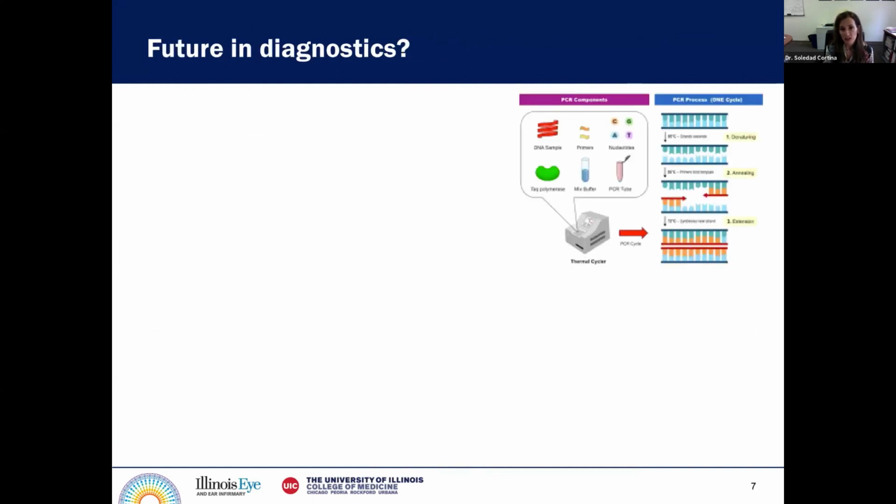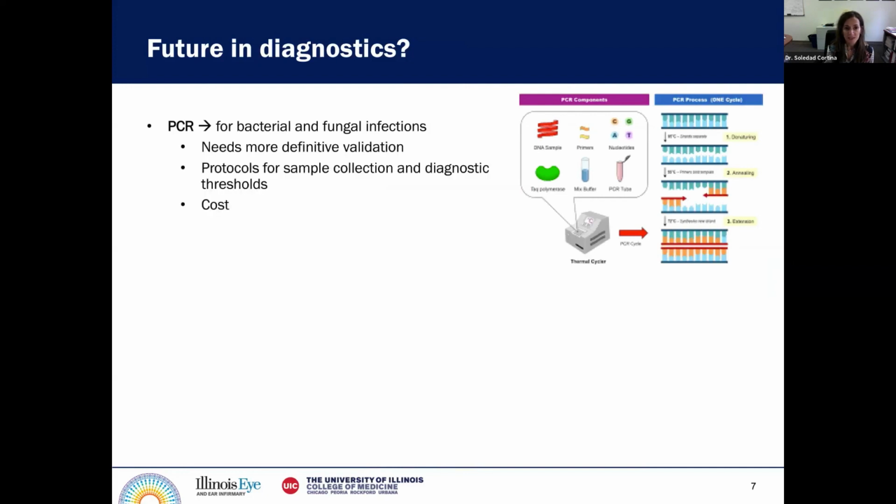So what's the future of diagnostics? I still think PCR is going to play a large role for the diagnosis of bacterial and fungal infections, but we need to get better at validating this procedure, at having better protocols for the sample collection and diagnostic thresholds, and of course, we need to reduce the cost.